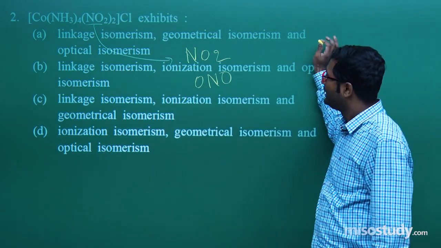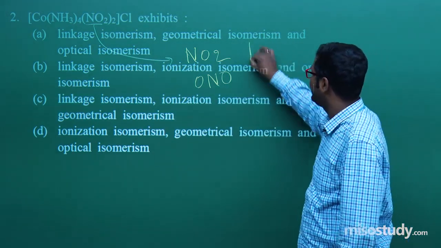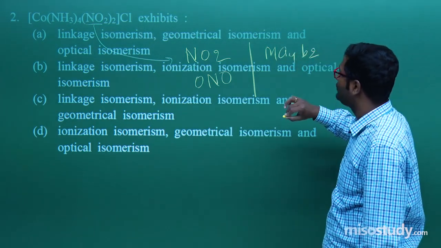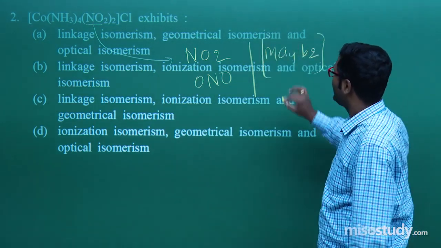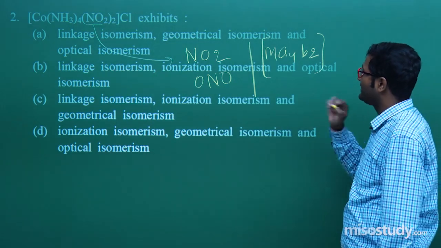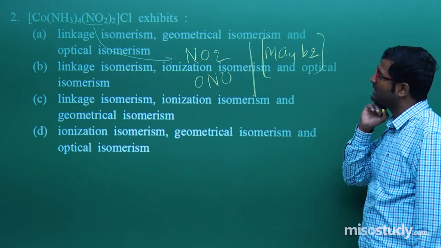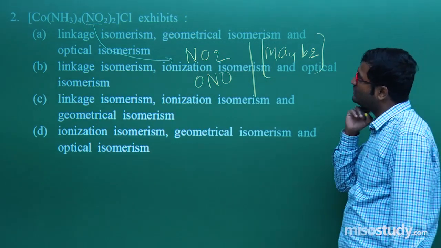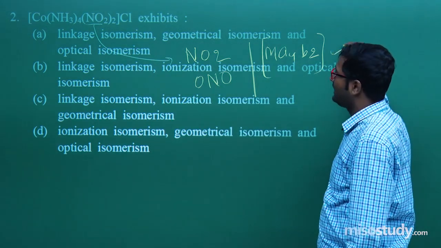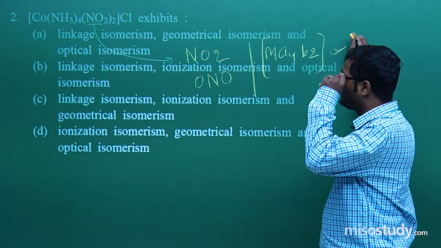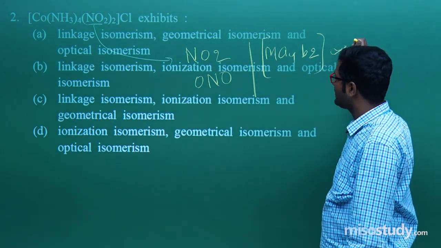Linkage isomer, clear. Geometrical isomers, then definitely if the complex has the formula Ma4B2, then it can show geometrical isomers. Here it is also Ma4B2, yes, it shows geometrical isomerism. Optical isomers, no, there is no optical isomer possible for this. Linkage, check it out. Linkage possible.